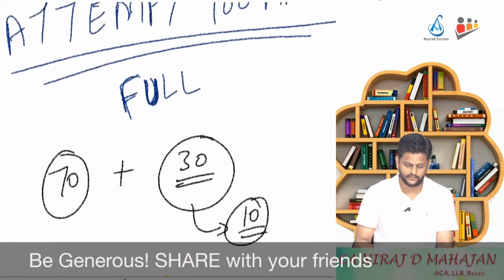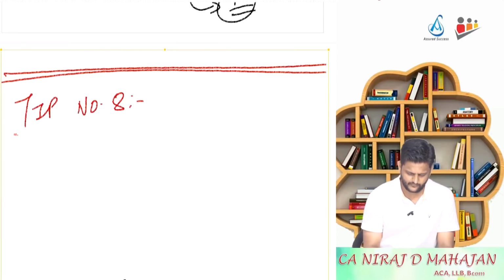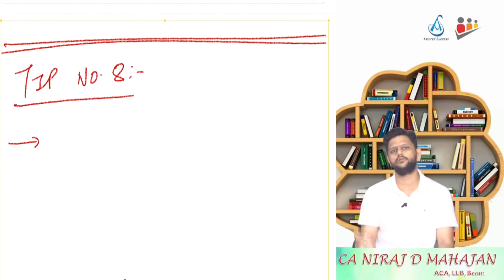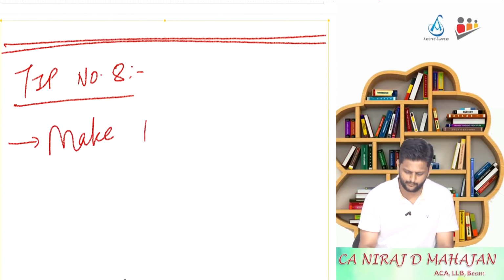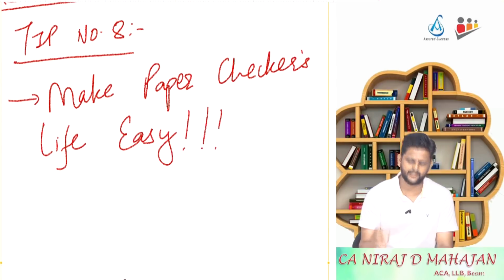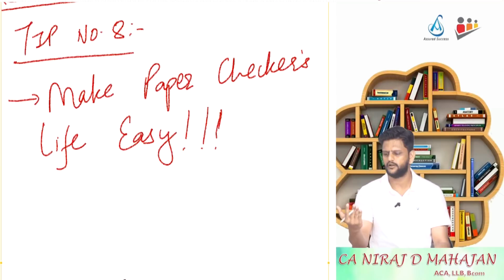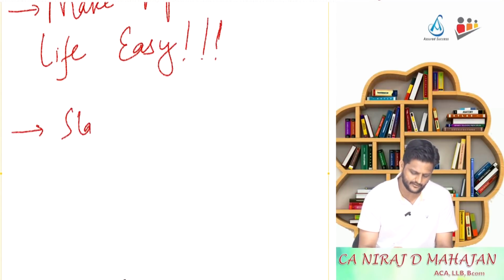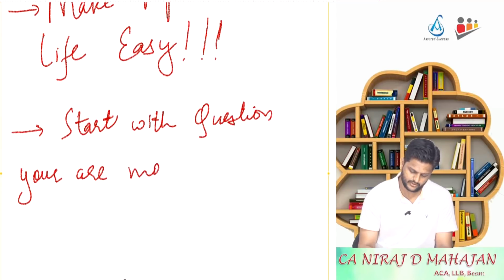And one important thing, writing tip number 8. If time permits, obviously draw lines after every answer, but this is a summary of all the tips. Make the paper checker's life easy. This is the ultimate tip, or this is the summary of all the tips. You have to put yourself in the shoes of a paper checker. So obviously my tip will be what? Start your paper with the question which you are most confident in.